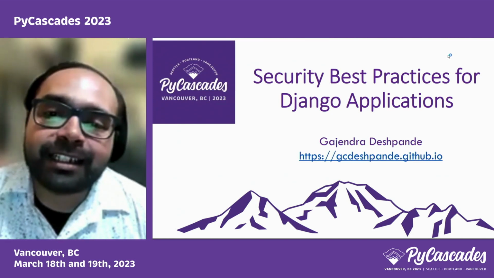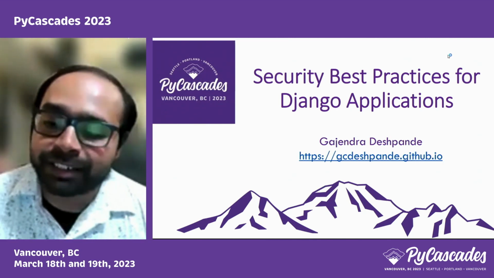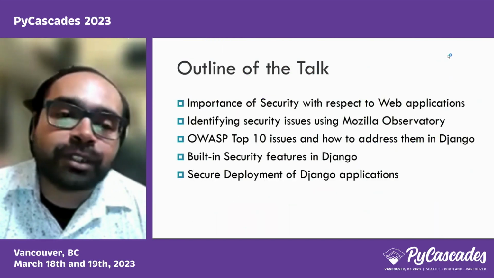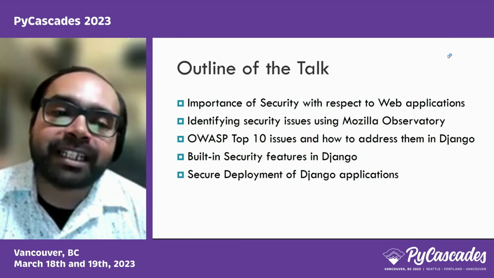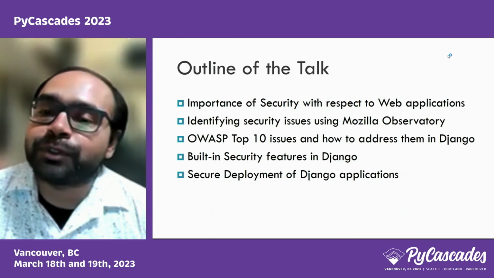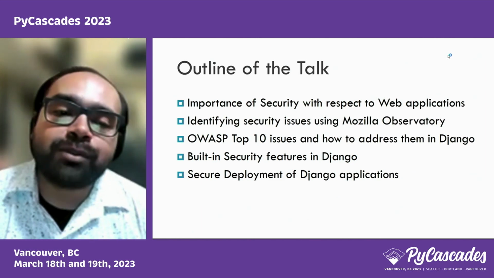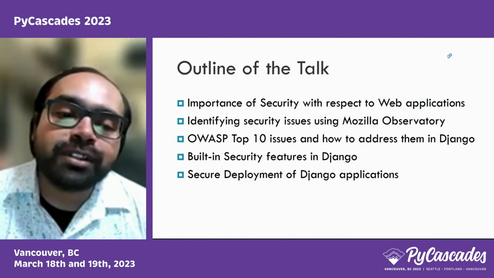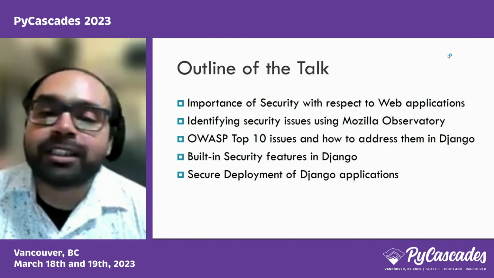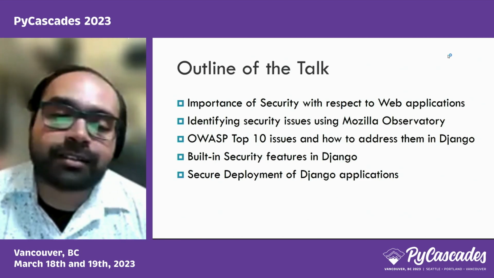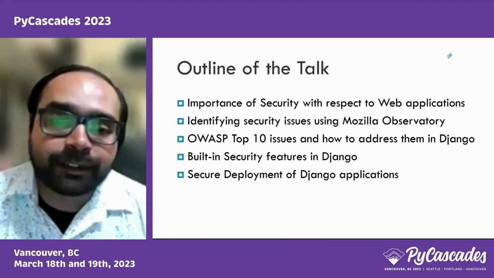Nevertheless, let me start my talk, that is security best practices for Django applications. In today's talk we'll be discussing in brief the importance of security with respect to web applications, then identifying security issues using Mozilla Observatory, then OWASP top 10 issues and how to address them in Django, then built-in security features in Django, then secure deployment of Django applications. I'm not sure whether I'll be able to cover all these topics, but I can share the slides later with the organizers so that you can refer to them for your future use.